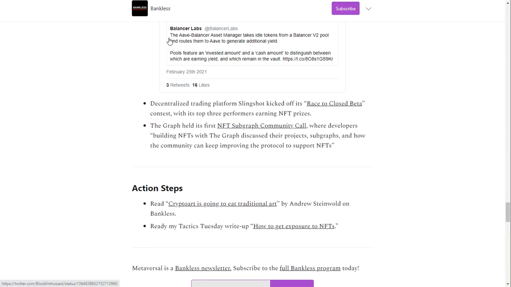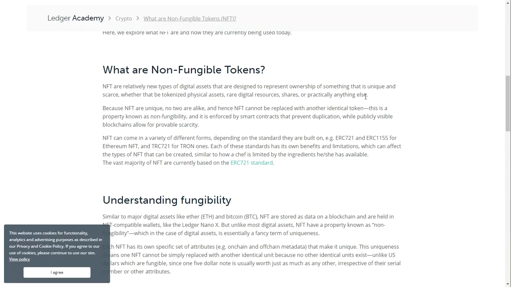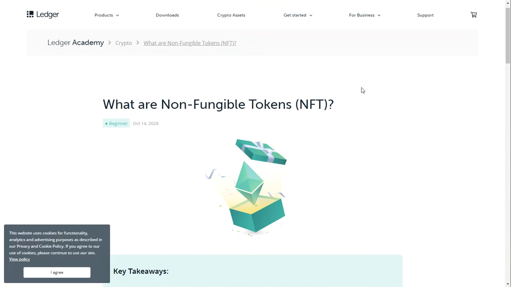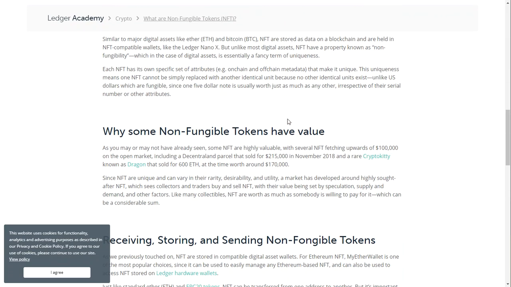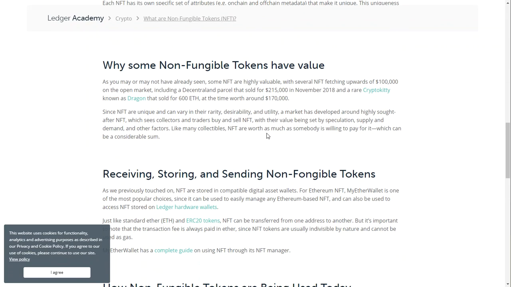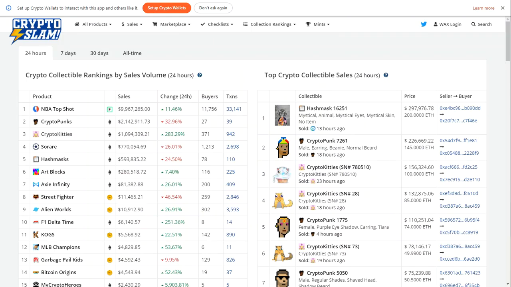This is a good article. It will be in the show notes. And this here was Ledger, the hardware wallet creators. They wrote an article, which I thought was a pretty simple, no nonsense article to kind of get just a cocktail party smart convo type of grasp on NFTs. And here's a good website, Crypto Slam, that would actually give you metrics and more information.